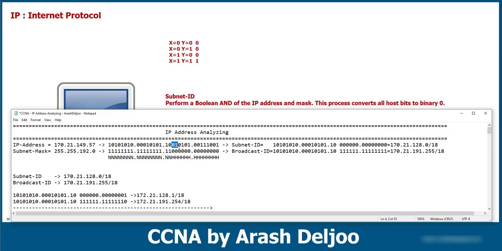And for the other bits, because the subnet mask is 0, the result is 0. This means that we have octet 1, octet 2, and the first 2 bits of octet 3 repeated, and after that we convert all of the other bits to 0. This is the process that computers use. Let me read it again: perform a Boolean AND of the IP address and mask. This process converts all host bits to binary 0.